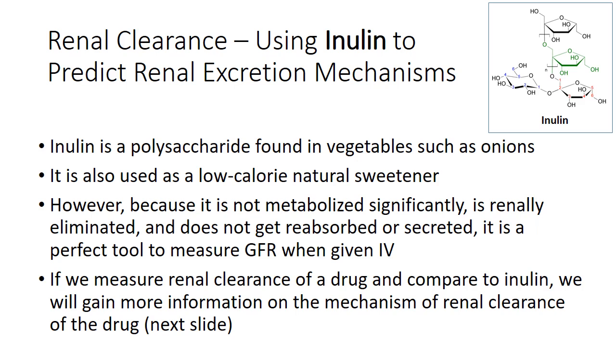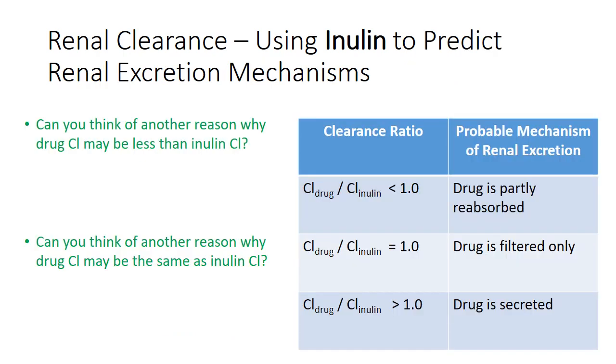It's not metabolized significantly. It's not absorbed well, so it has to be injected. If you're going to study it for renal function, to measure renal function, you have to inject it. So it's given IV. If we measure the renal clearance of a drug and compare it to inulin, we'll gain more information on the mechanism of renal clearance of the drug. So I'll show you this on the next slide.